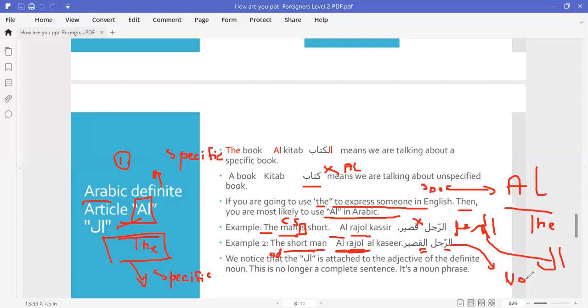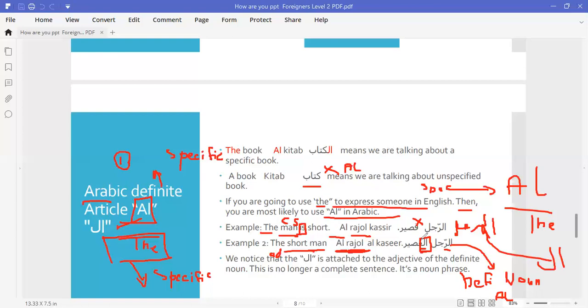We call it the definite noun. Why is it a definite noun? Because it's specified and we added to it "the", or al. So the noun becomes definite when you add to it al. But notice also that to the adjective of the definite noun we added al. So when the phrase is a noun phrase, we need to make the adjective like the noun. If we add al to the noun, we need to add al to the adjective. This is regarding the Arabic definite article.